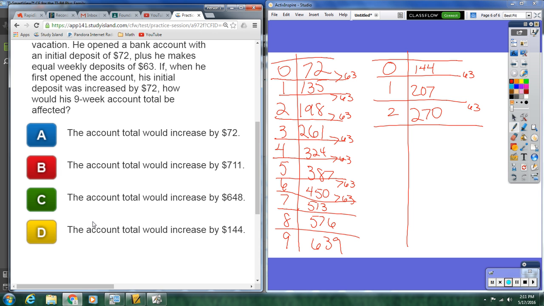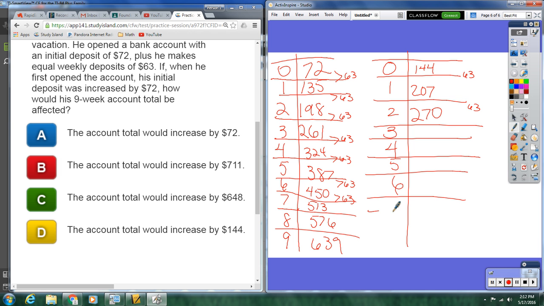Well, since nobody's telling me, we'll keep on going. 4, 5, 6, 7, 8, 9, so 270 plus 63. I don't know what's interesting over there, but you're spending a whole lot of time over there. 333 plus 63. 396 plus 63. 459 plus 63. 522 plus 63.